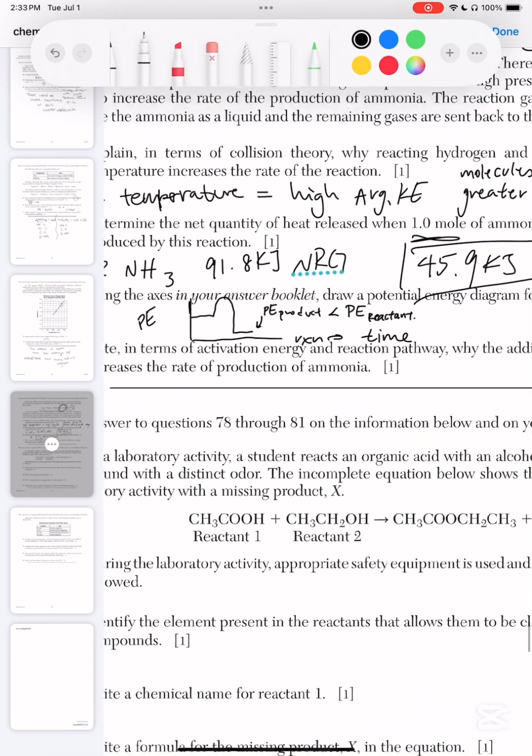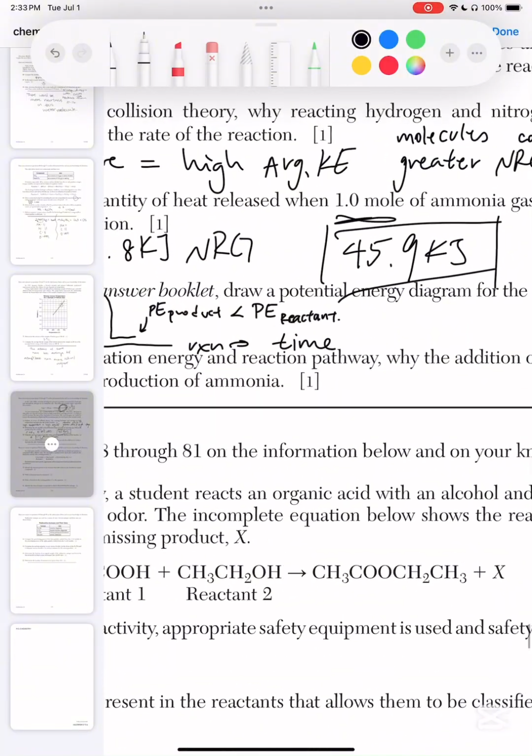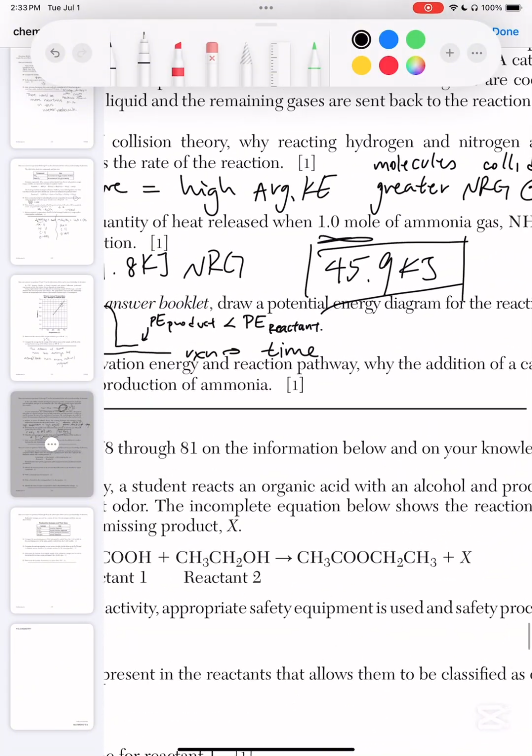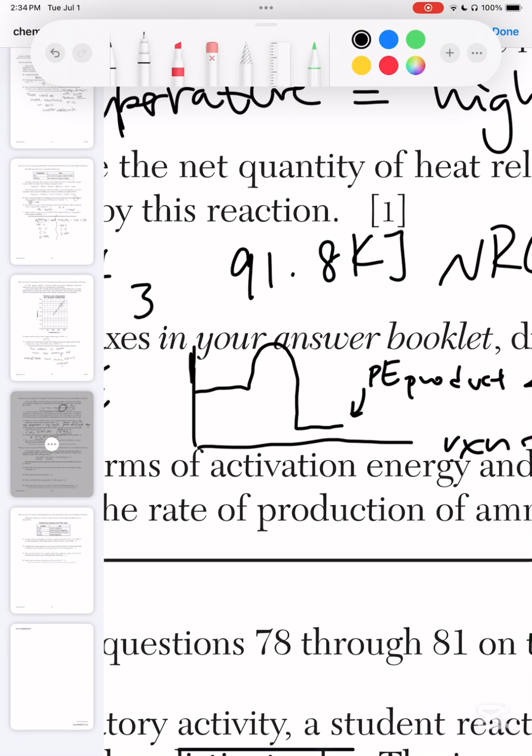Next, in terms of activation energy and reaction pathway, explain why the addition of a catalyst increases the rate of reaction. What a catalyst does is provide an alternative reaction pathway with a lower activation energy, right? And that is effective at increasing the rate of production of ammonia, which is the same as increasing the rate of reaction, because of this new pathway.